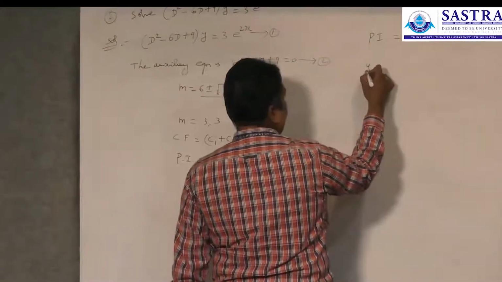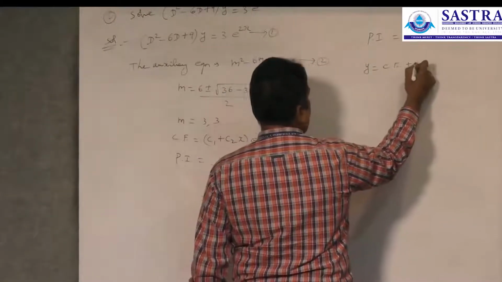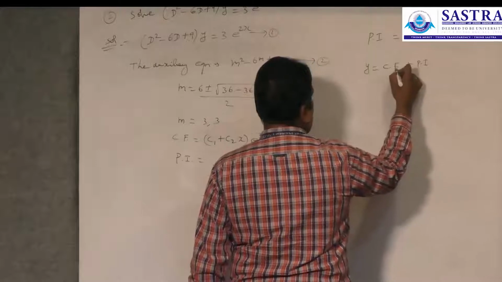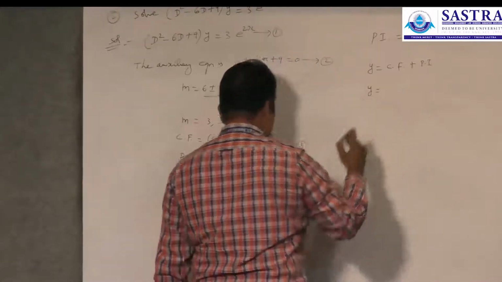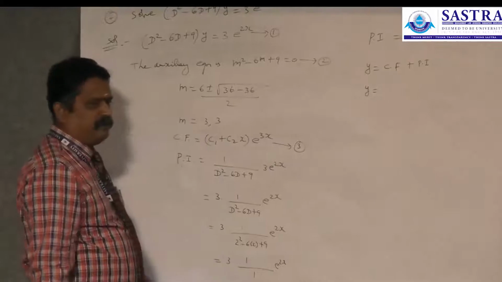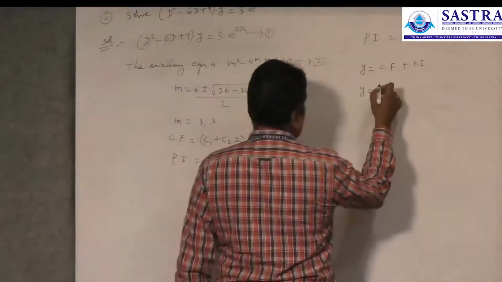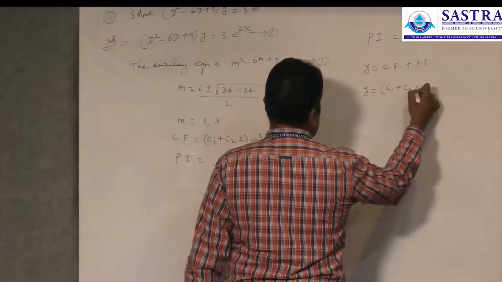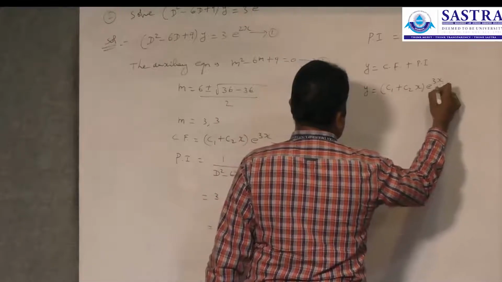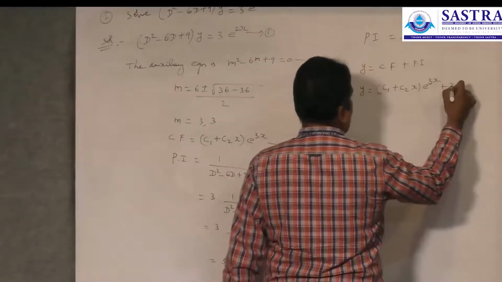Therefore, the final solution is y is equal to complementary function plus particular integral. y is equal to complementary function as c1 plus c2x into e to the power 3x plus 3 times e to the power 2x.